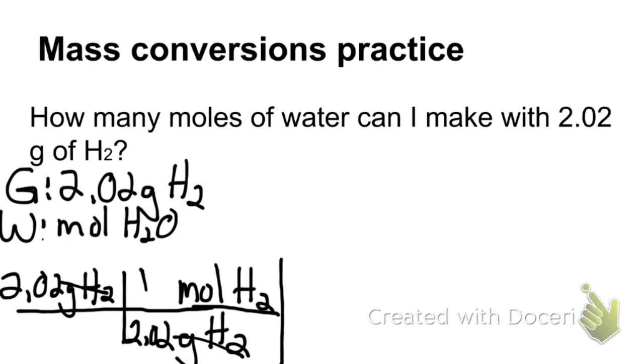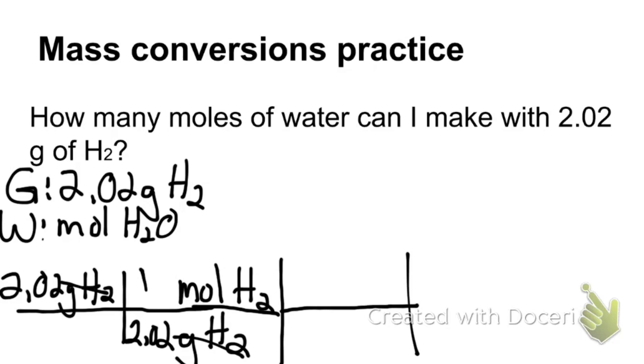Is that what we want? We want moles of H2O. So we got to keep going. Okay. And if we think back to our last video, how did we get from moles of one substance to moles of another? We had to use the mole ratios from our balanced equation. So let's write down our balanced equation real quick.